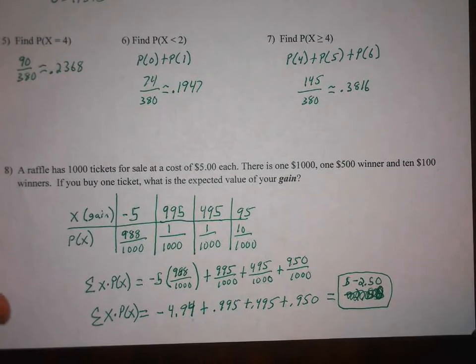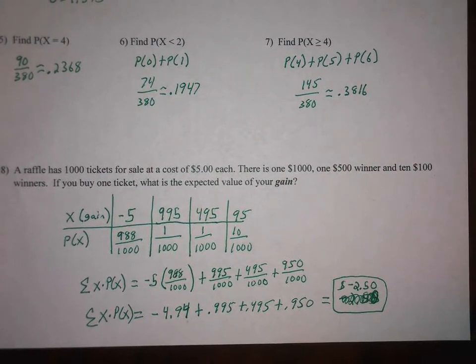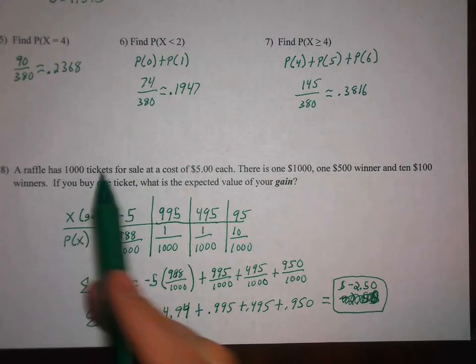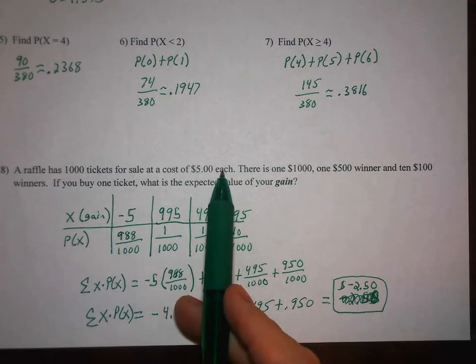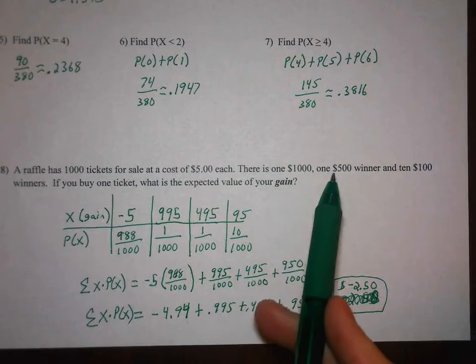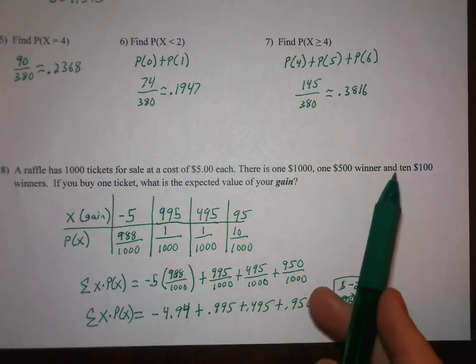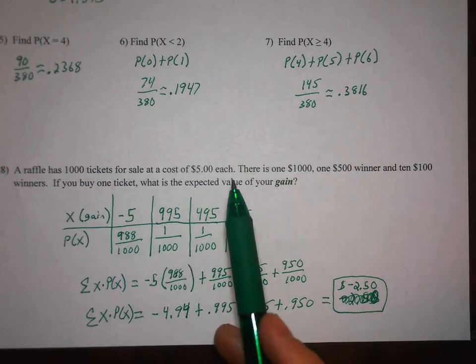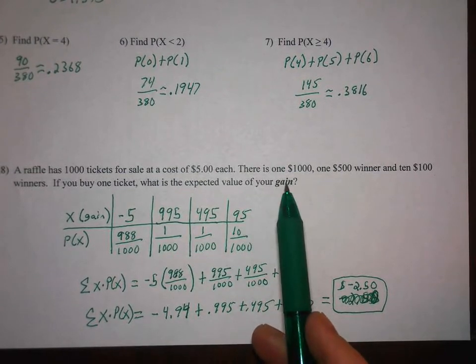And then finally number 8, this is just a mean of a probability distribution in disguise. You have a raffle that has 1,000 tickets for sale. They cost $5 each. You have a $1,000 winner, a $500 winner, and then 10 $100 winners. If you buy one ticket, what's the expected value of your gain?